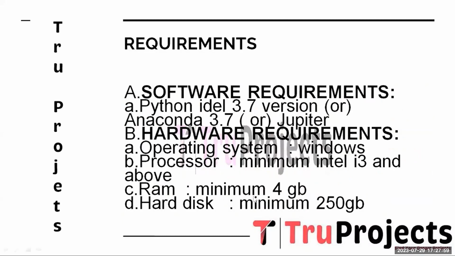These are the basic requirements that are needed to build this project. The software requirements are Python IDE with version 3.7, Anaconda with version 3.7, or Jupyter Notebook. Hardware requirements are operating system as Windows, processor of minimum Intel i3 and above, RAM of minimum 4 GB, hard disk of minimum 250 GB.